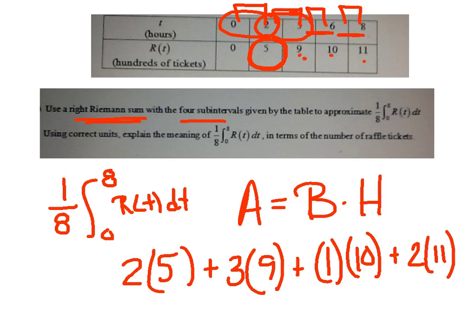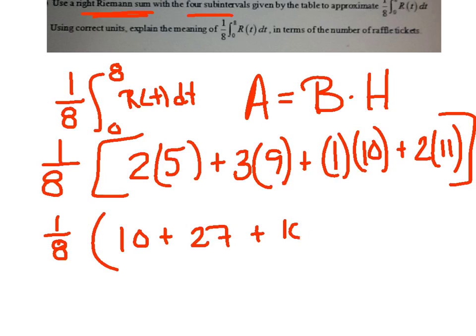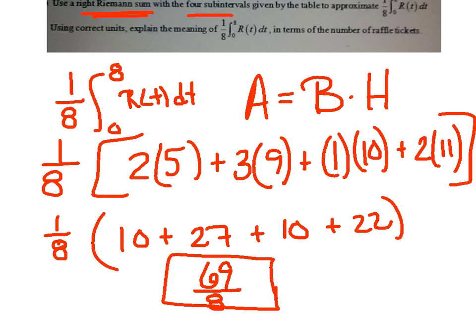And now we'll just kind of go through. Again, be careful, we have this 1/8 out front of all this junk, and that's coming from the initial problem there. So just go ahead and calculate your math. So I've got my 1/8, that looks like 10 plus 27 plus 10 plus 22. It's 69 over 8. Alright, so there is my approximated value.